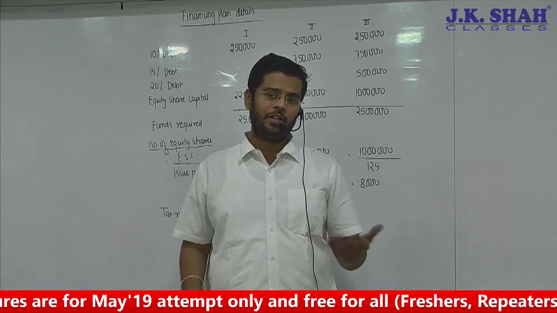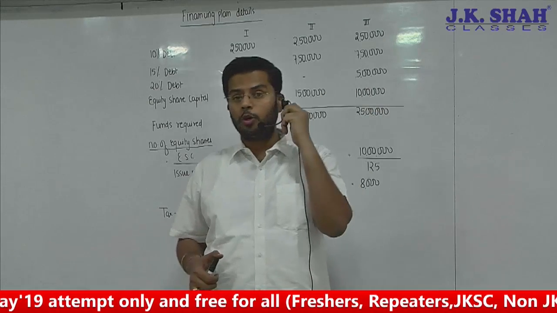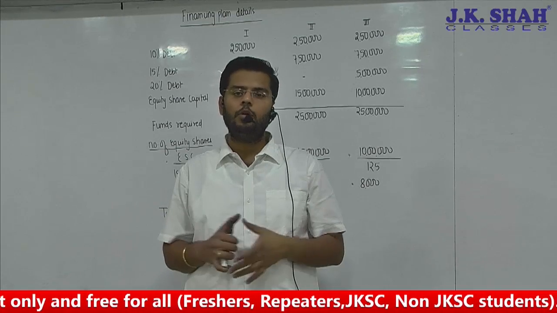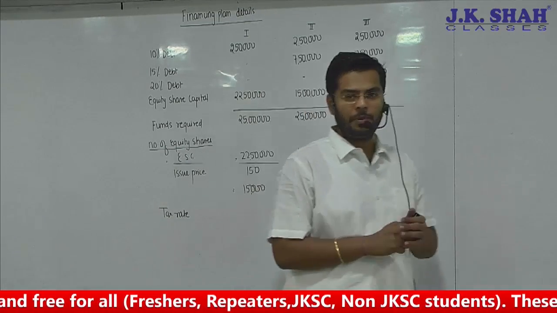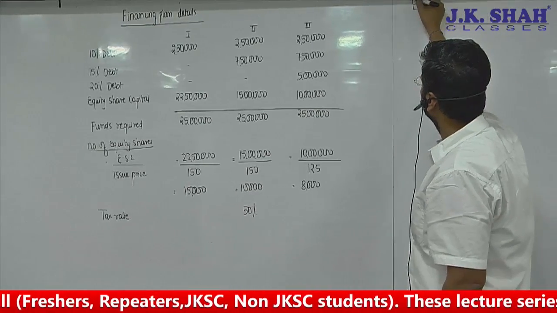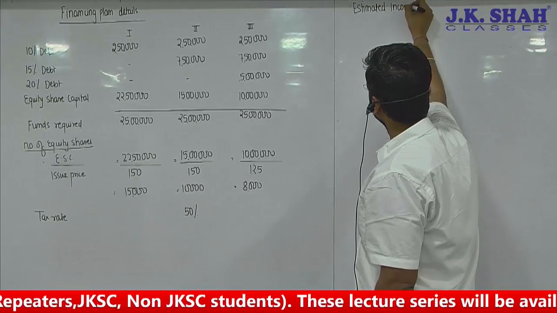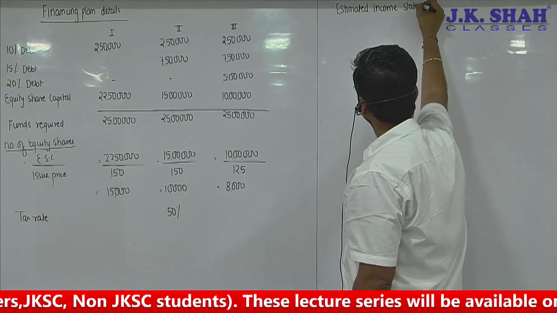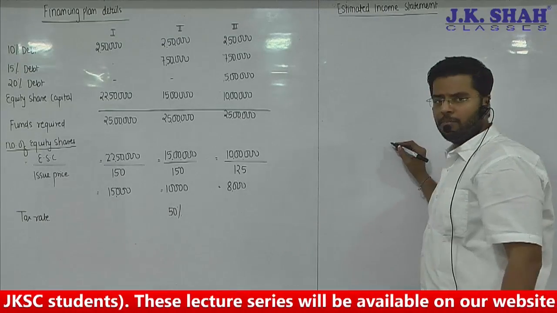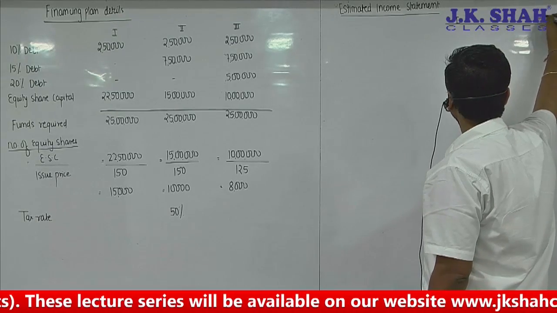So we'll now go ahead with this income statement. The income statement which we are going to prepare, again I would like to ask the same question. Is it going to be an actual income statement or is it going to be an estimated one? Obviously estimated one. So let's prepare the income statement now to select the appropriate plan. So we have the estimated income statement. There are three plans under consideration. So we have plan 1, plan 2 and plan 3.